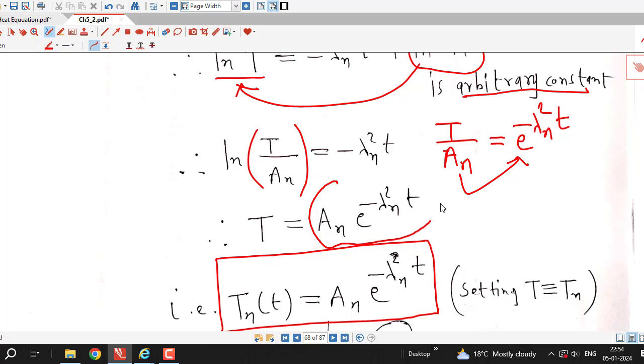and these solutions depend on values of n. So instead of writing T, we denote the solution for each value of n by T suffix n.